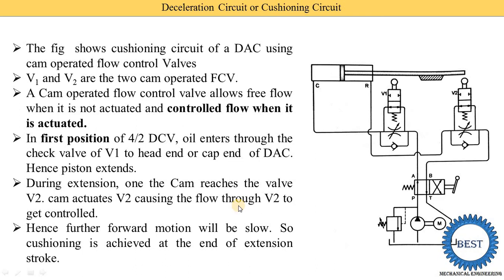Means 80% of the extension stroke goes with high speed and the last 20% goes at slow speed. The percentage is changed depending on the requirements. So we are able to achieve a smooth end of the extension stroke by using these cushioning circuits.